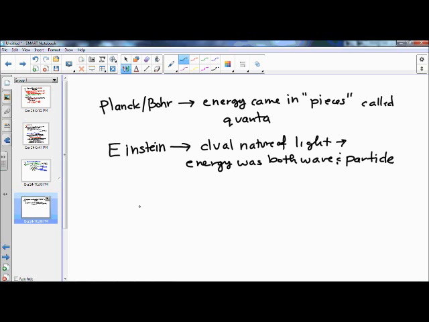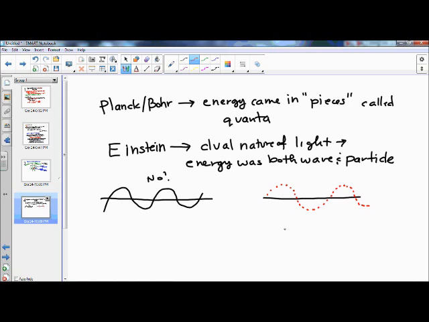So he wanted us to picture, rather than a wave traveling through space, particles moving along in a wave-like pattern. That's what Einstein believed energy actually was. These little particles of energy, like a string of beads, moving like a wave through space. So that's what Einstein said.